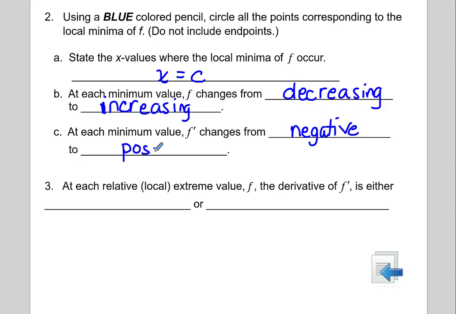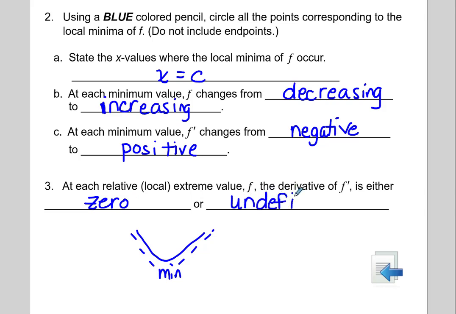So if you think about it, I have derivatives that are negative, derivatives that are positive. This is a minimum value. We're decreasing to increasing. And at each relative local extreme value on the function, the derivative f prime is either going to be 0 or it's going to be undefined, like on the corner or the cusp. And we'll go back and look at that in our picture here.